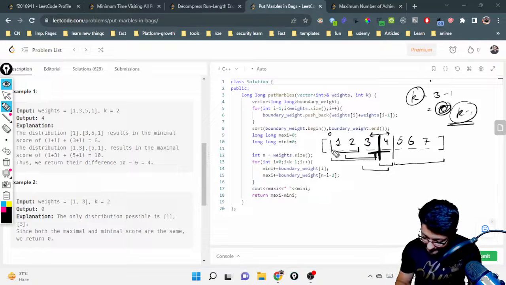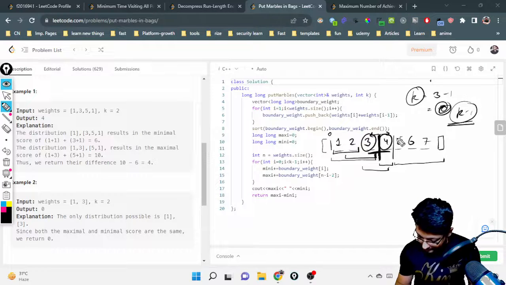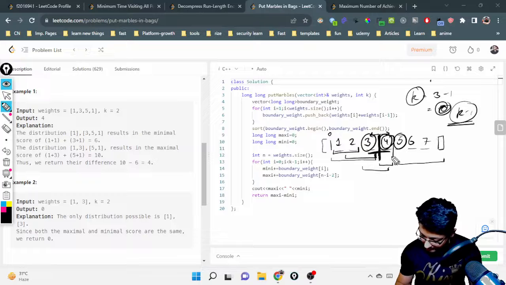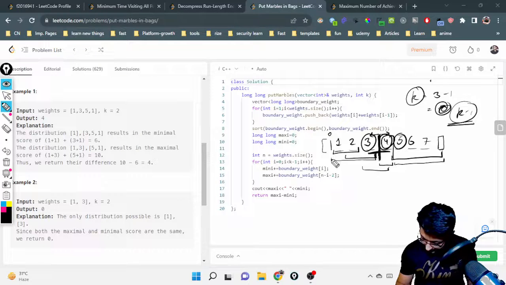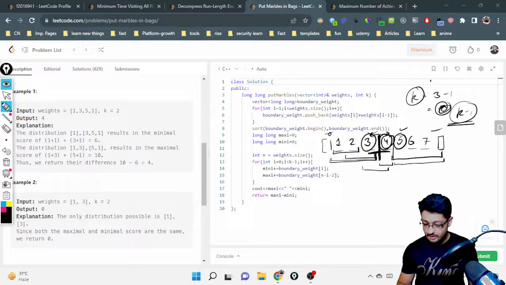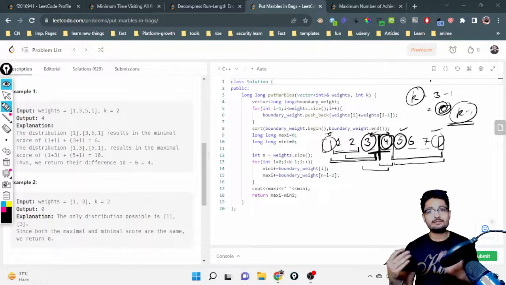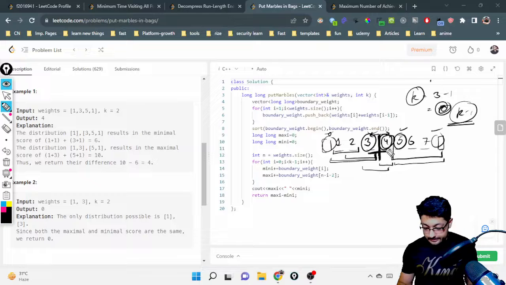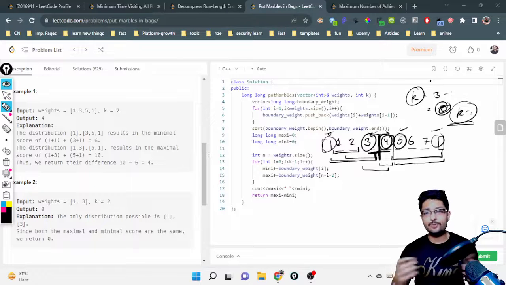The first one and the last one are also considered, because if I take this as a slit, then these two will be in the final answer. If I put a slit here, these two will again be in the final answer. But in these two subarrays, this first one is taken and the last one is taken. So the first one and the last one you have to explicitly add, and the other two consecutive ones are just added. Okay, I hope you understand the overall idea.